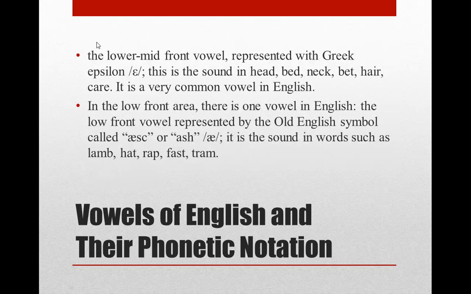And the lower mid front vowel is represented with the Greek epsilon. This is the sound in head, bed, neck, hair, care. It's a very common vowel in English. And in the low front area, there is one vowel in English. The low front vowel is represented by the Old English symbol called ash. It is the sound in words such as lamp, hat, rub, fast, and trump.